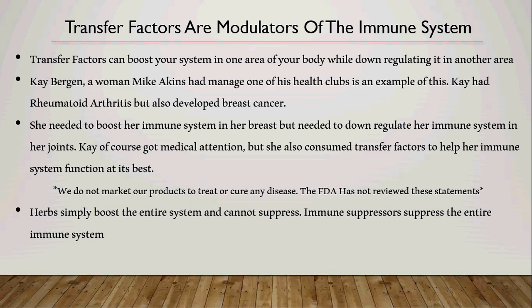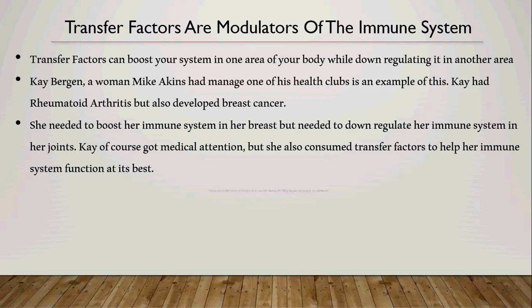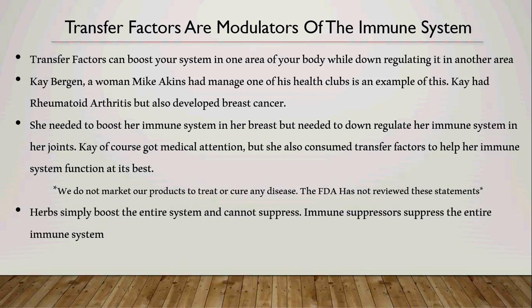But herbs would have simply boosted the entire system. They don't suppress. Immunosuppressors only suppress the system, and they suppress the entire system. But transfer factors, because they modulate the system, let's go back to that first point, because they modulate the system, they can boost your system in one area and also downregulate in another area. That's what Mrs. Bergen noticed by using the transfer factor along with the doctor's help and the doctor's regimen that she was on. She was able to not only boost the system, but suppress some of the things that could cause a bigger thing. Her immune system was able to function at its best.